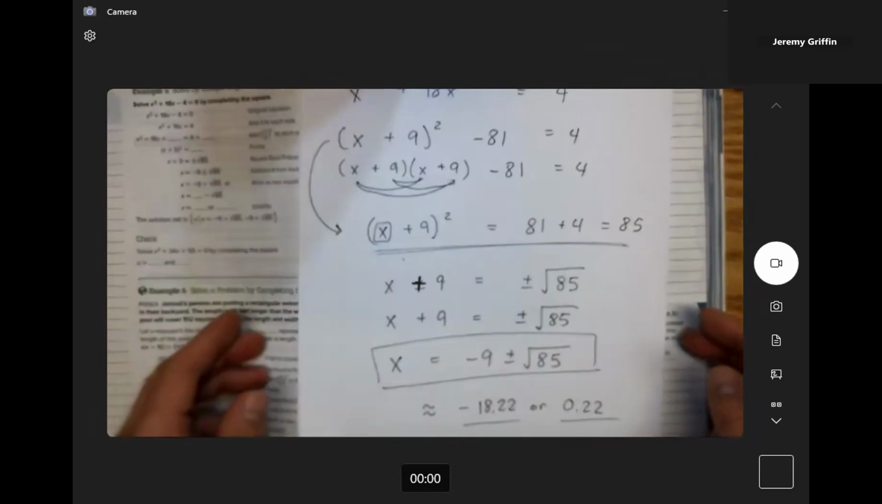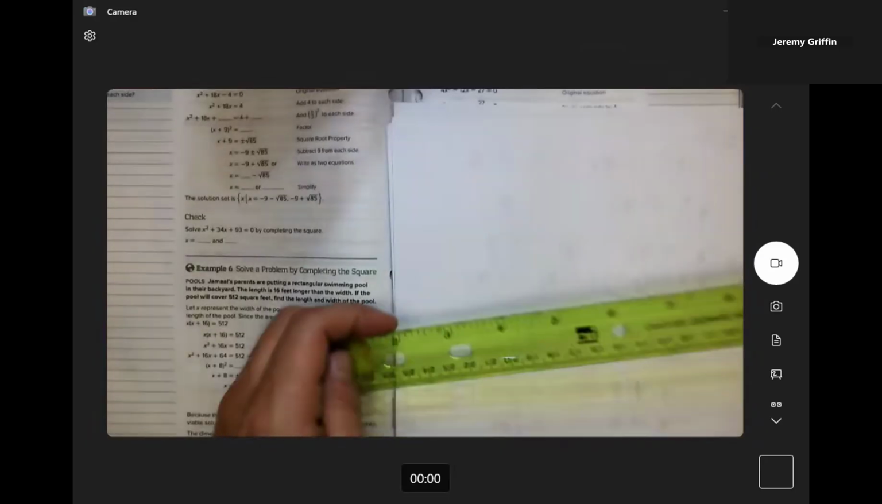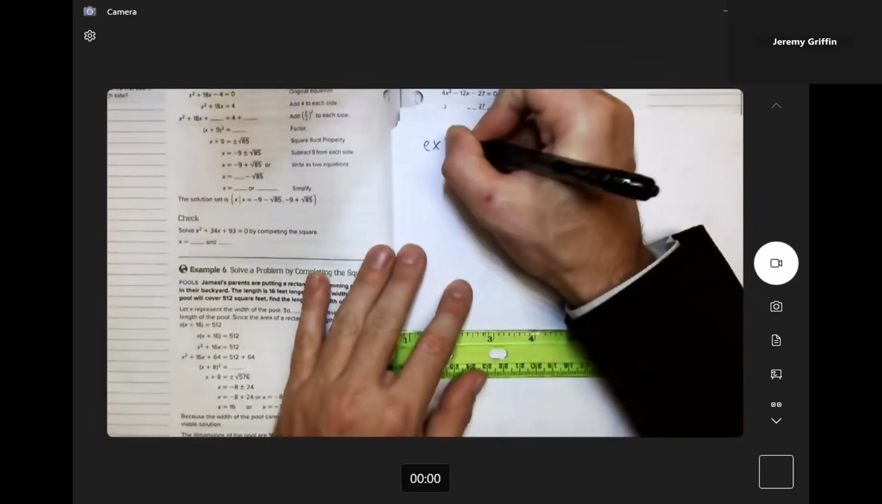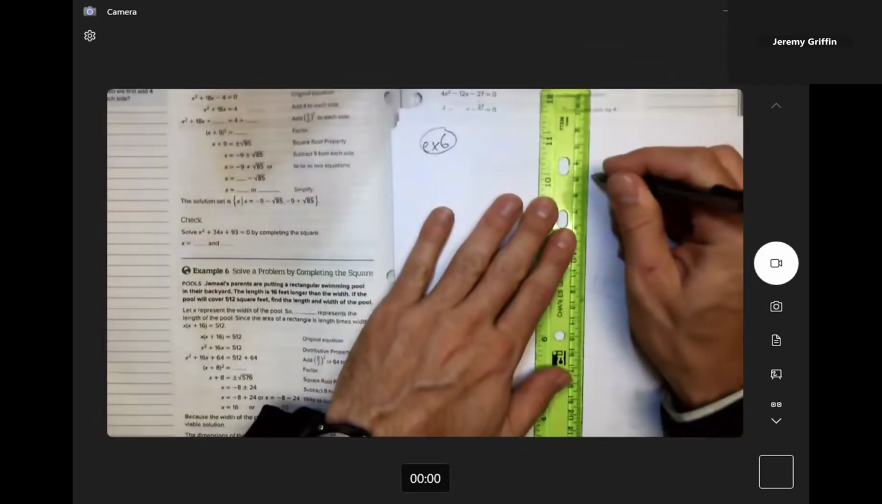All right. Example 6. Solve a problem by completing the square. Jamal's parents are putting a rectangular swimming pool in their backyard. The length is 16 feet longer than the width. Let me pause right there and get a picture. Example 6. The length is 16 feet longer than the width.